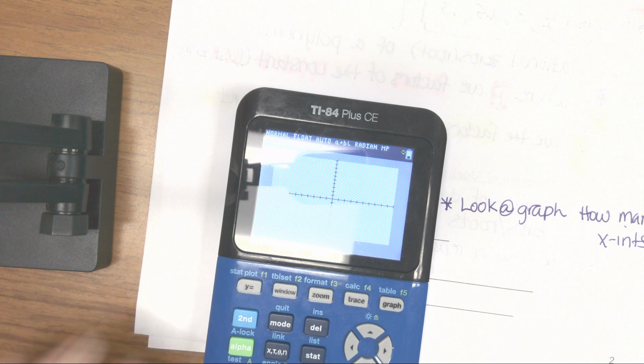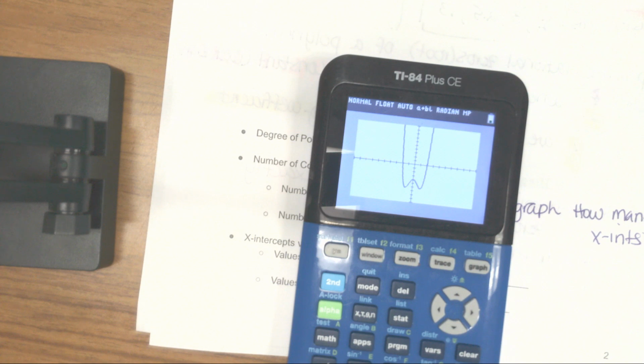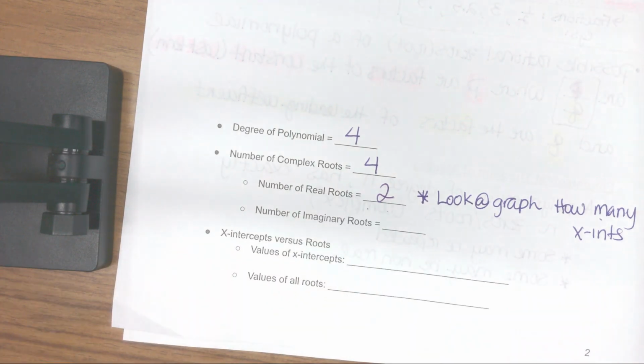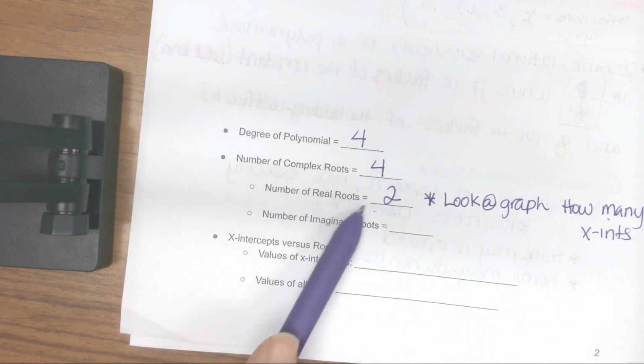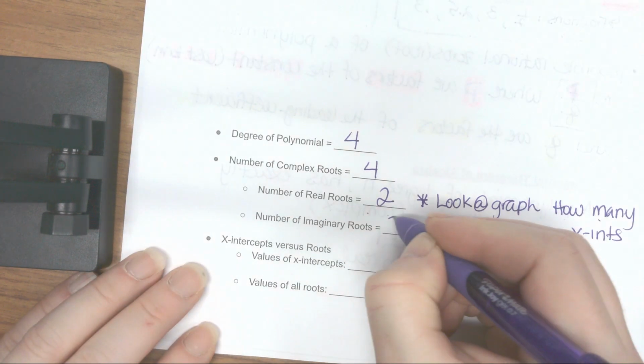And right now I don't need a super, okay. So what's the answer to that question? I don't need to know the exact ones yet. How many x-intercepts does it have? 2. That is the number of real roots. Okay, so now how am I going to find the imaginary? Imaginary means the things with the eyes in it. We've dealt with that before. We'll talk about it again. Well, you can't see them, but you work backwards. If there were 4 total and 2 are real, what does that leave to be imaginary? 2. Okay, so does that make sense?